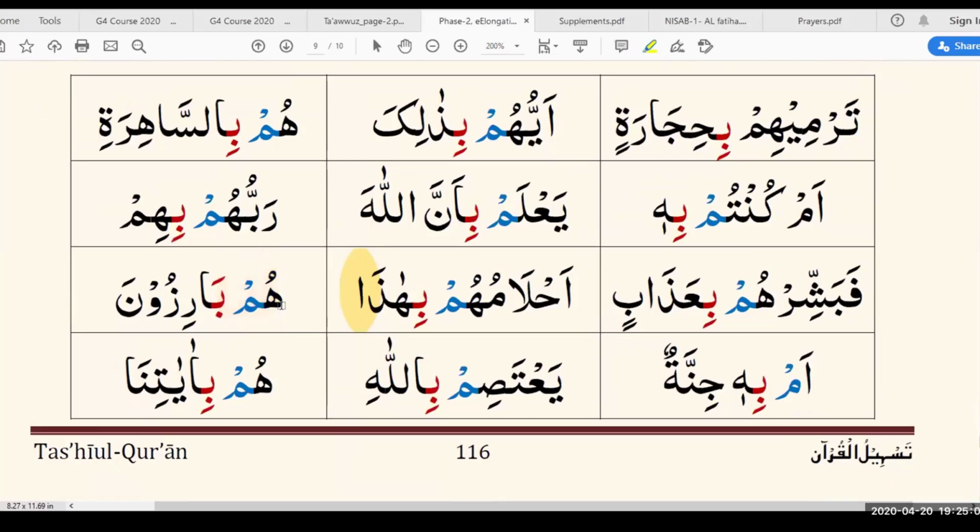Hum barizuna. Okay, that was better. Still a little bit less. And this bar, can you tell me, is it supposed to be prolonged or not? It's supposed to be long. Yes, because there's alif and fatha. So do this one more time. Hum barizuna. Hum barizuna. Okay, good. Jazakumullah. And we can have another student, please.